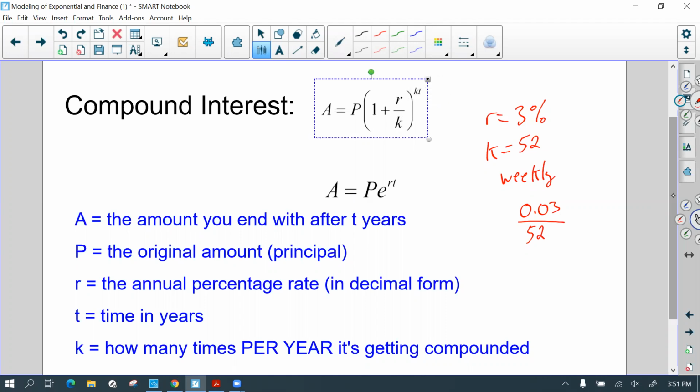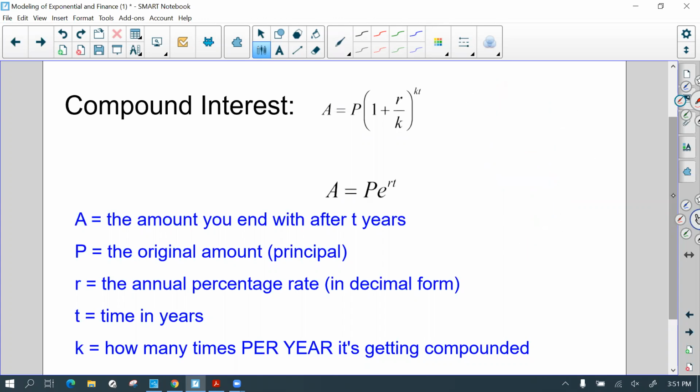And then the exponent represents how many times you get compounded. It is K times T. So if you're getting compounded weekly for 3 years, so let's do a different number. How about 2 years? So for 2 years, every single week, that's 104 times in total. So that's why the exponent would be 104. You're getting that interest 104 times throughout the entire investment.